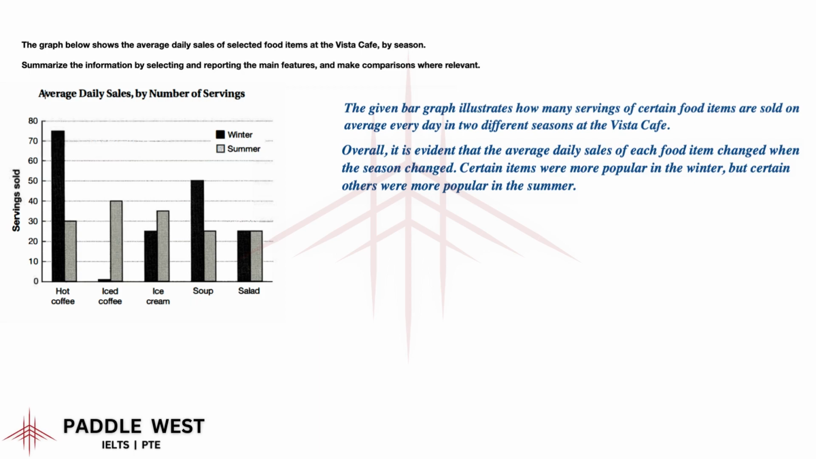Now, we will move on to the body paragraphs. In this graph, one body paragraph should contain information about the winter. In the second body paragraph, we should provide data about the summer compared with the winter. Each paragraph should start with an introduction line. We can start the body paragraph 1 with, certain food items had much higher sales than others in the winter.